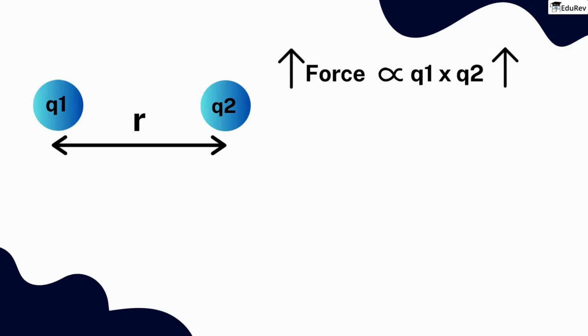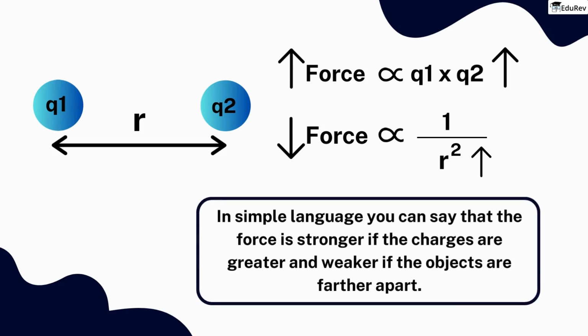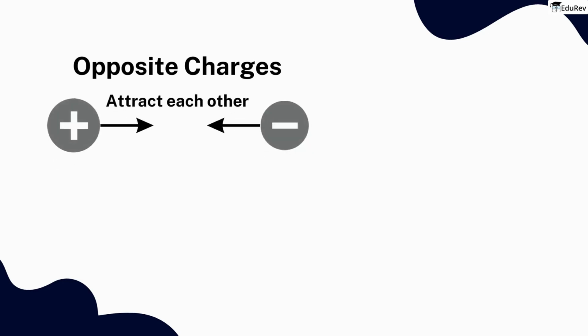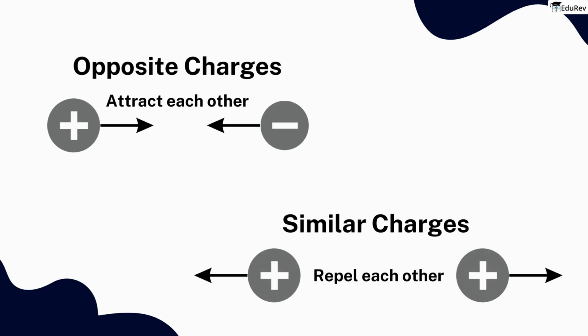At the same time, the force is inversely proportional to the square of the distance r between the objects, which means that if you increase distance r between objects, the force will decrease. In simple language, you can say that the force is stronger if the charges are greater and weaker if the objects are farther apart. Opposite charges, that is, if one charge is positive and other is negative, they attract each other, while similar charges repel each other.